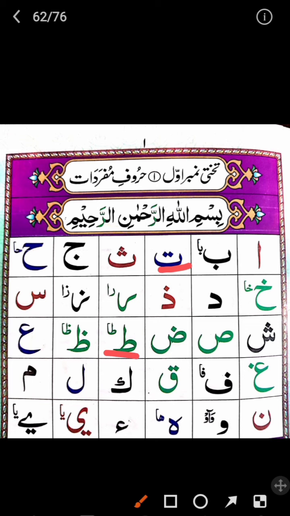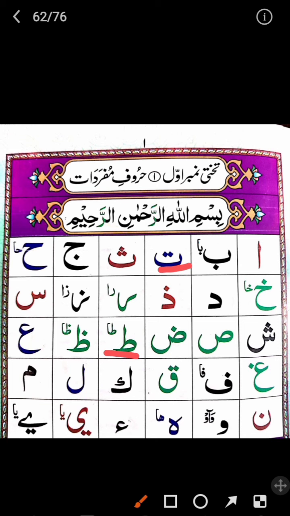So ta is an unheavy letter and ta is a heavy letter. The makhraj of ta and ta is same, and it is pronounced from the tip of the tongue whenever it touches the inside roots of the upper central incisors. The central incisor is called sanaya ulia in Arabic. So ta is pronounced unheavily and ta is pronounced with a full mouth.